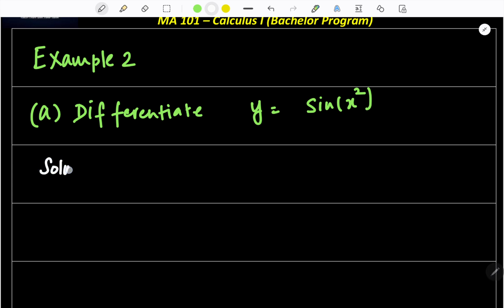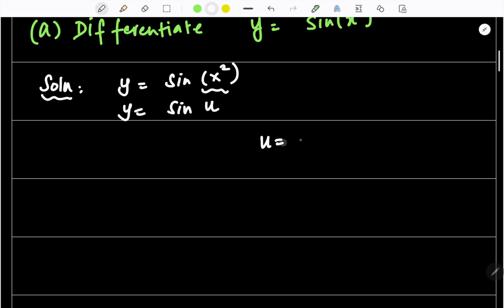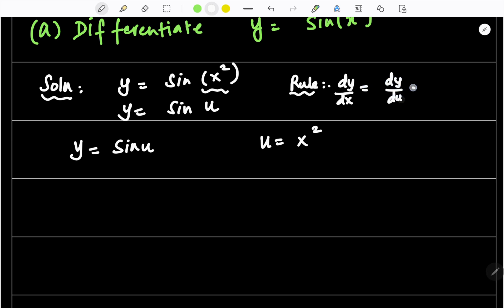What is the next question? The next question is y is equal to sine x square. So I'm going to call this sine u. Right? So what is your u? Your u is x square. So now y becomes what? Sine u. Right. So what is the rule? The rule is dy by dx is equal to dy divided by du times du divided by dx. It means your y should be differentiated with respect to u, and u should be differentiated with respect to x. So dy divided by du and du divided by dx.